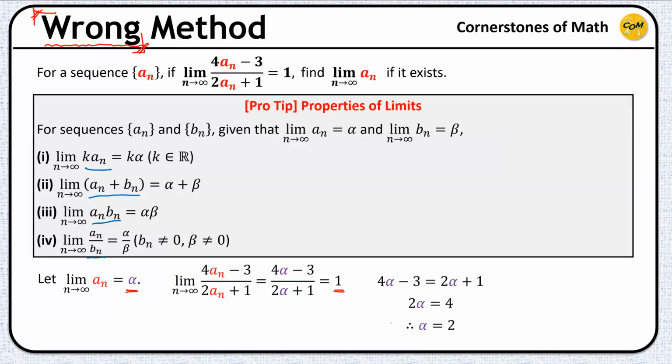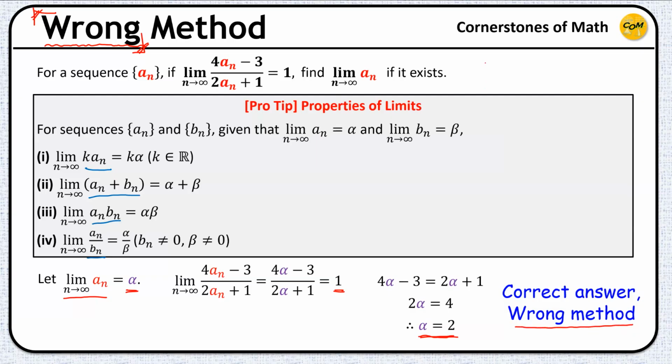And you can easily solve this to obtain alpha equals 2, which must be the value of the limit of an. However, this method is wrong. More specifically, the answer itself is right, but the logical process is wrong, meaning that if this problem was on a test where you must provide a logical process in detail, for example, like many tests in college, you would get no points if you use this method.